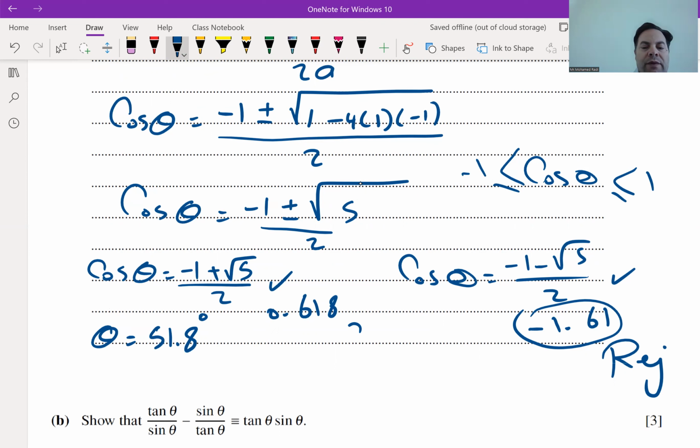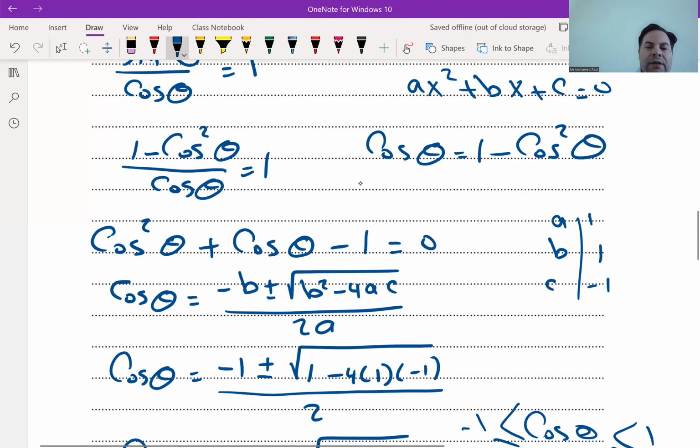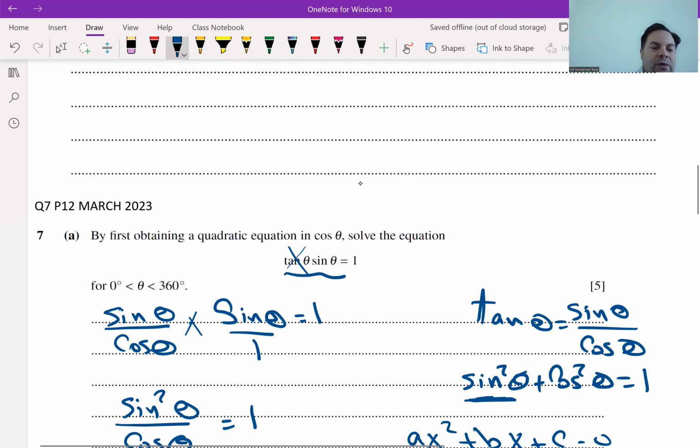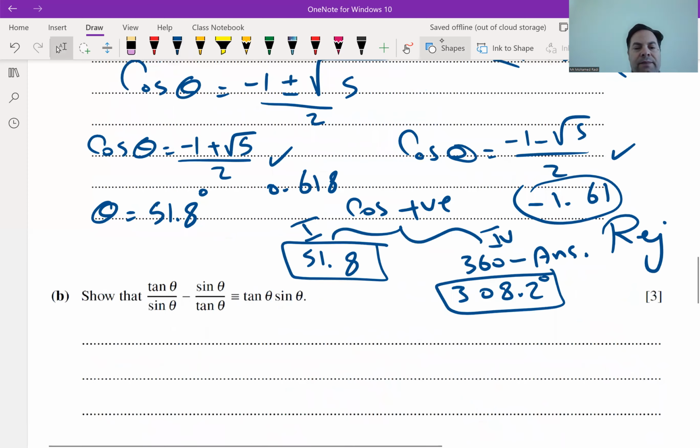Cosine positive, in which quadrant is cosine positive? First and fourth. First we found 51.8, but for the fourth, 360 minus the answer or the basic angle. So 360 minus the principal angle. So the answer will be 308.2 in degrees. In degrees, the range of it is between 0 and 360, and he asked to write your answer in degrees.